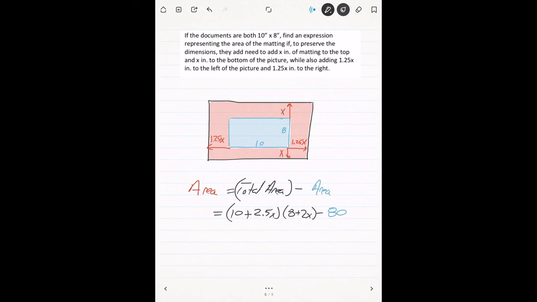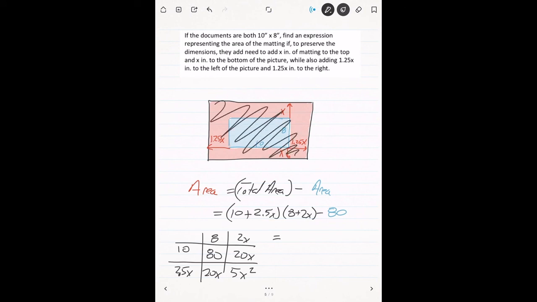All right, let's go ahead and multiply these together. We got a 10 and a 2.5x, and then we also have an 8 and a 2x. So let's see, 10 and 8 makes for 80. 10 times 2x is 20x. And now 2.5 times 8 is going to be another 20x. And 2.5x times 2x will give us 5x squared. So there is the total area, okay?